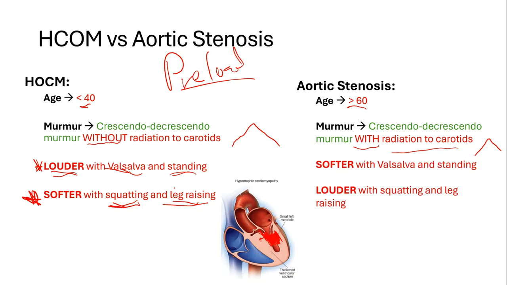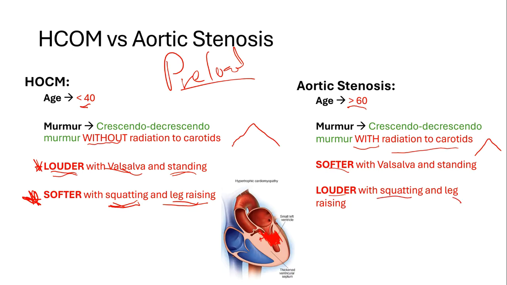The opposite can be true for aortic stenosis. Note that the Valsalva and standing soften aortic stenosis, and squatting and leg raising make it louder. Why? Because this is an aortic valve issue. The aortic valve feeds, obviously, into the aorta, correct? So the more blood that is going to be flowing over this aortic valve, the louder the murmur is going to be, because there is more blood that needs to get out of that left ventricle.